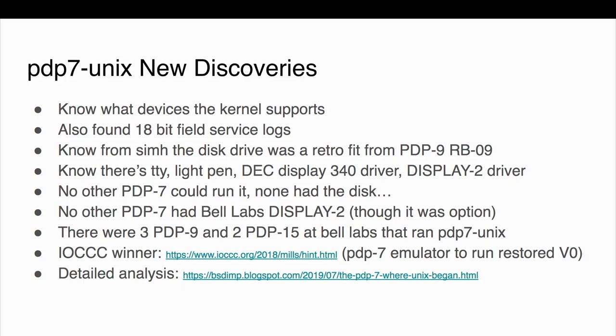And this bizarre setup, the restored version 0 Unix: somebody wrote a PDP-7 emulator for the Obfuscated C contest, which is a contest held every year to see how crazy and bizarre a C you can produce that is completely illegible and unreadable and yet does something useful. Well, the useful thing that this did, and it was in honor of Dennis Ritchie's passing, was that it ran version 0 Unix on this PDP-7 emulator. There's more to that contest as well.